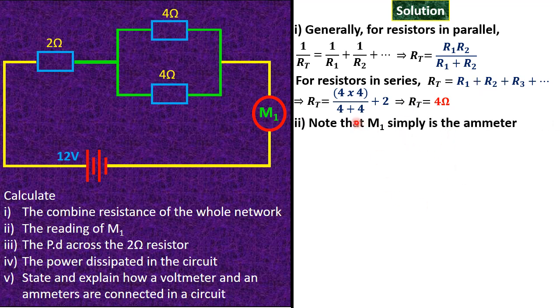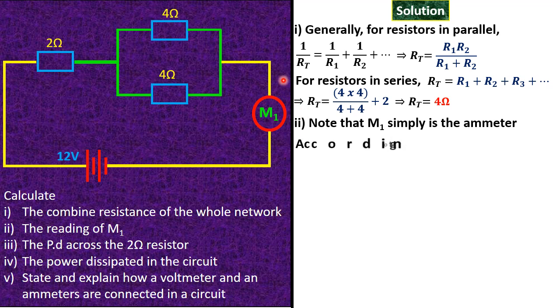Now friends, do you see that M1 is an ammeter? M1, guys, is an ammeter. It's an ammeter because it's connected in series. Friends, I'll explain that later. Since it is the ammeter and they simply want us to get the current flowing through this entire circuit, this M1 simply reads the current which is made to flow by the presence of this EMF.